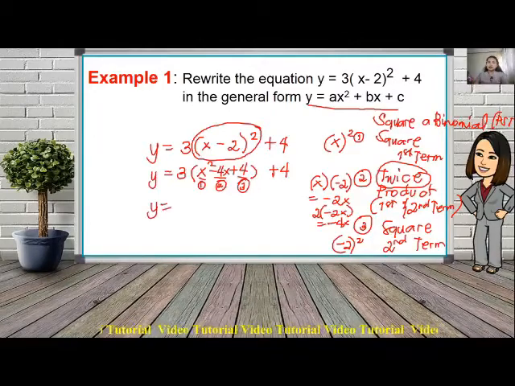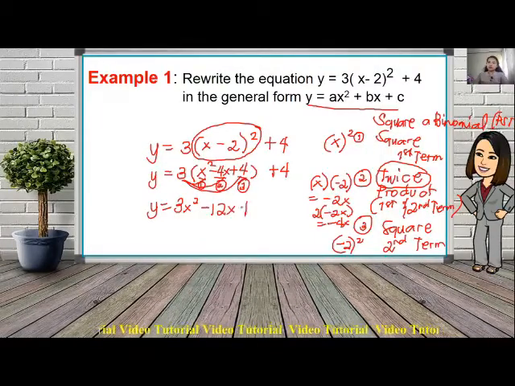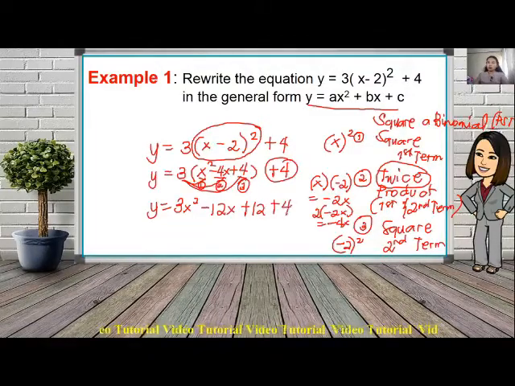After that, as you can see, these operations with 3 and the trinomial will be multiplication. So we have to distribute 3 to x squared, 3 to negative 4x, and 3 to positive 4. Let us multiply. 3 times x squared is 3x squared. 3 times negative 4x is negative 12x, and 3 times 4 is positive 12. Do not forget to copy plus 4.